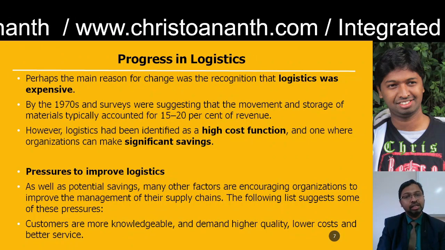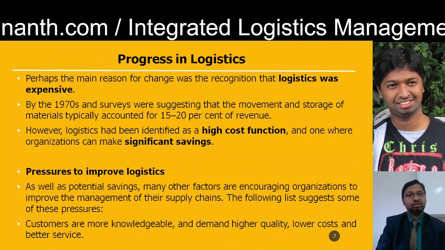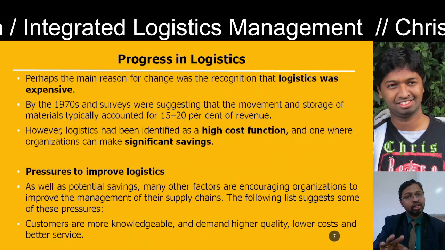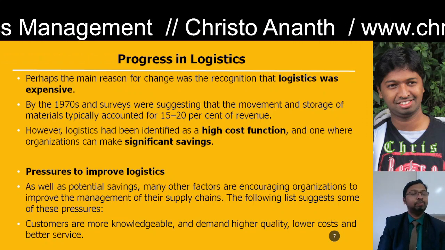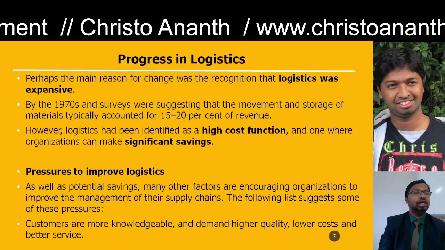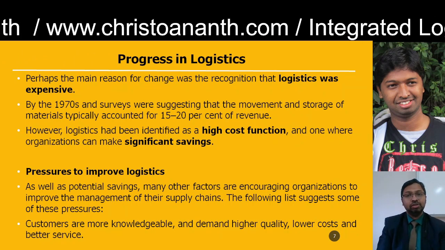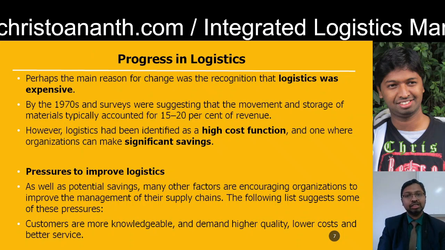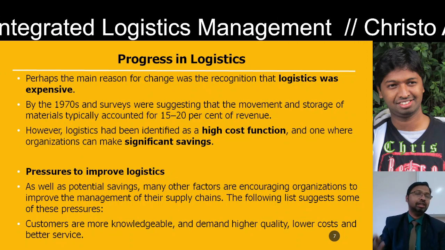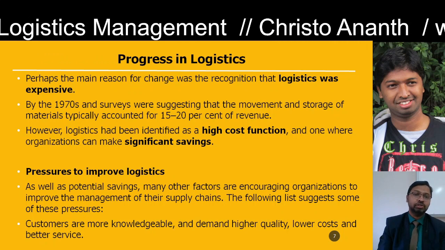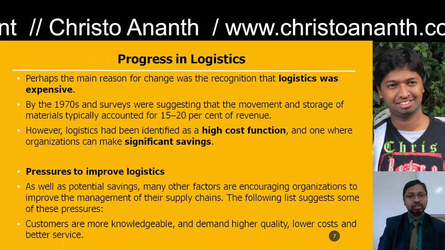And by the 1970s, a survey was suggesting that the movement and storage of goods accounted for 15 to 20% of revenue. After that, the people involved in the process started to think of logistics as an efficient means. Logistics has been identified as a high cost function where the organization can make significant profit. And of course there are pressures, especially to improve logistics.